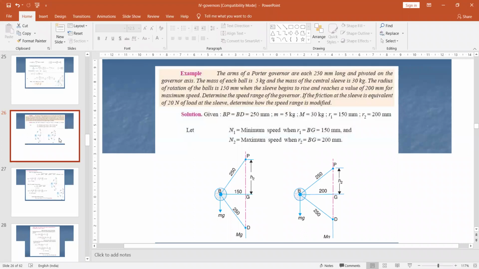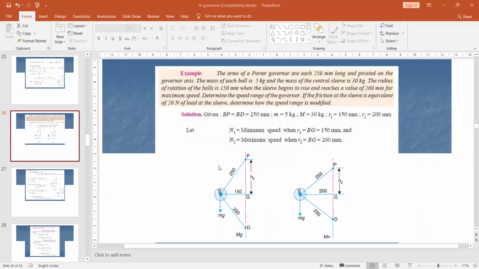Okay, if the friction at the sleeve is equivalent to 20 newtons of load at the sleeve, determine how the speed range is modified. Just all of you observe that. Before starting the solution, first we will write our given values from the problem description.